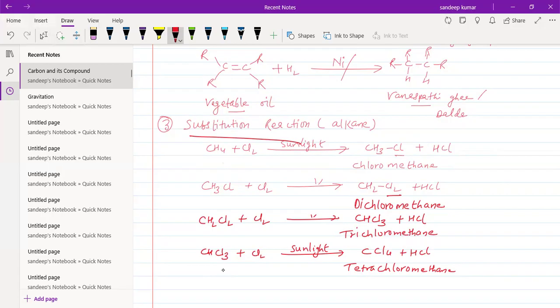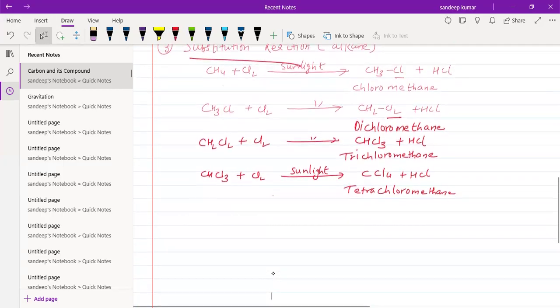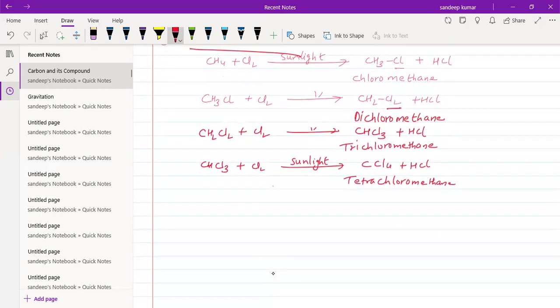Suppose let's do one problem. If they give in the exams, complete the equation: CH3CH3. That is ethane. What will happen when chlorine is passed in the presence of sunlight? Again, one hydrogen is substituted by one chlorine atom. So we can write CH3CH2Cl plus one hydrogen and one chlorine will form HCl.